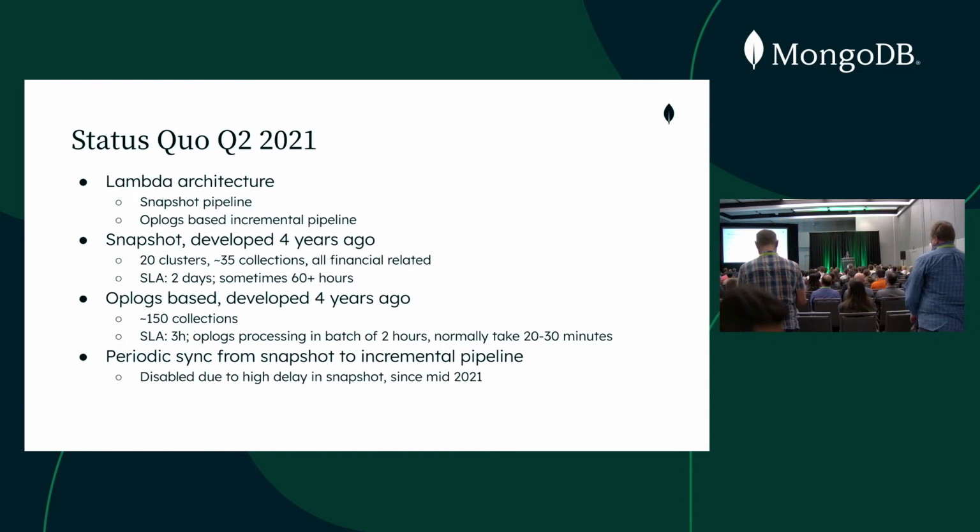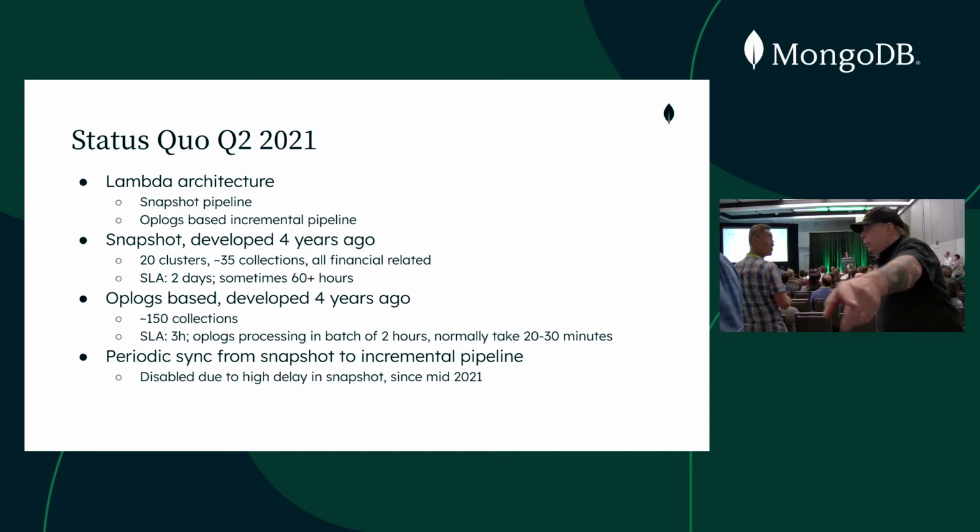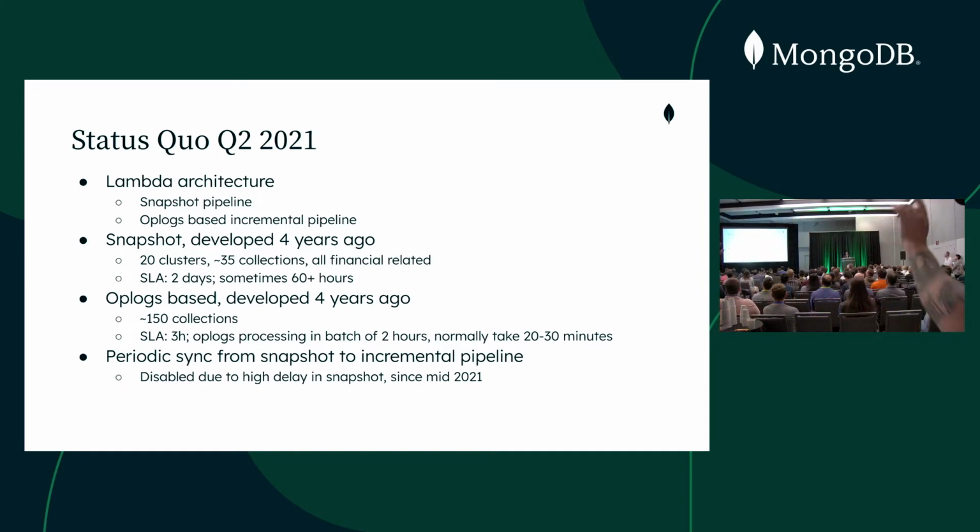But what's the reality? Let's take a look at the status quo at the last year, at the Q2 of 2021. So in our production, we have this Lambda architecture, which means we have two ETL pipelines running in parallel. One is the snapshot pipeline. Another is the oplogs-based incremental pipeline. Both pipelines were developed 4 years ago.